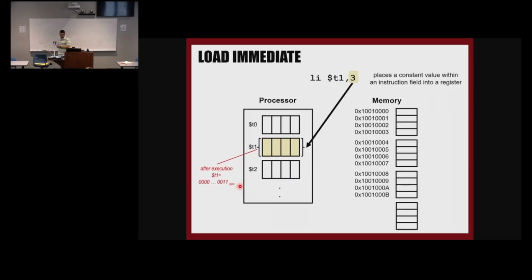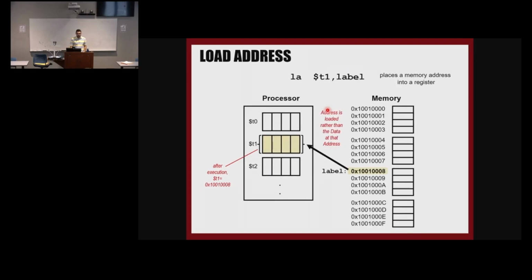Now we have load immediate T1 3. This is what we just discussed. 3 is not in the memory, it's in the instruction. So this value is coming from the instruction and going directly to a register, which happens to be register T1 in this case. No bit transfers between processor and memory for load immediate.